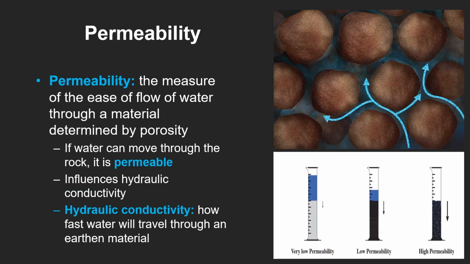Permeability describes how easily water can move through connected pore spaces. A material can have high porosity but still be poorly permeable if those pores aren't well connected. Permeability controls how fast groundwater can flow, which we can measure using hydraulic conductivity. Materials like sand and gravel are both porous and permeable, making them ideal for aquifers.